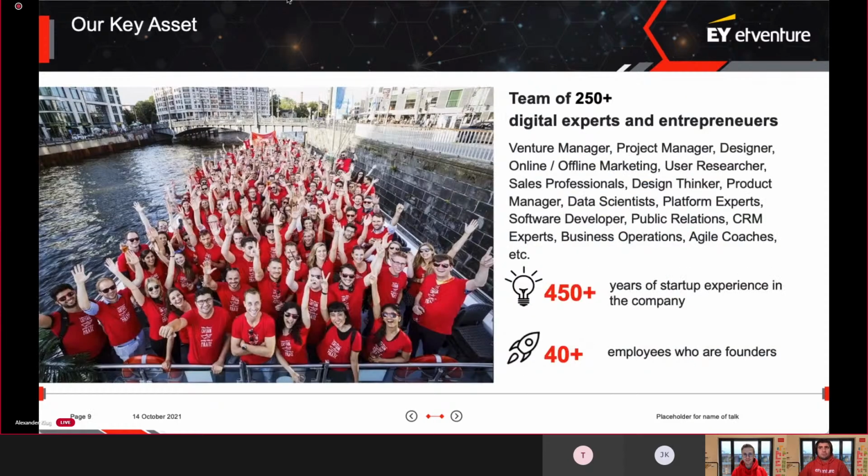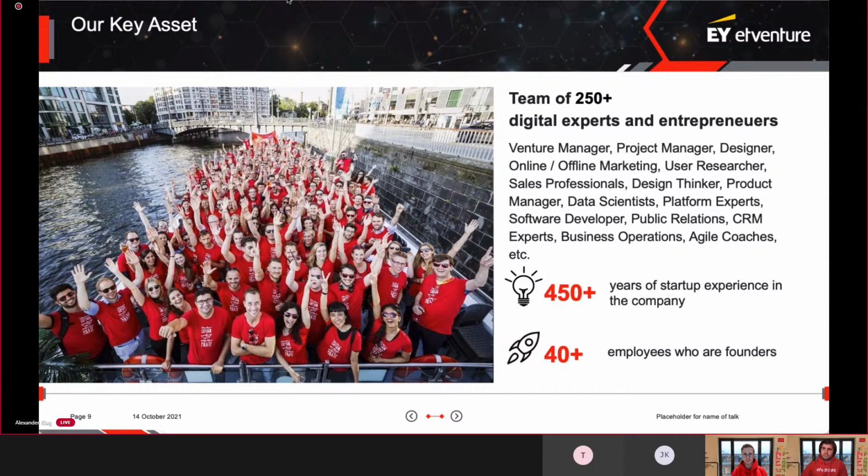We have a team of 250 digital experts and entrepreneurs, from venture managers to project managers, designers, user researchers, design thinkers, and product data scientists, so a lot of variety. This is what we also live in our projects, that we have a variety of roles and skills in our project teams.